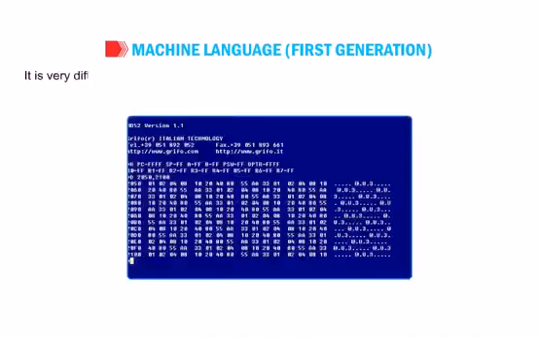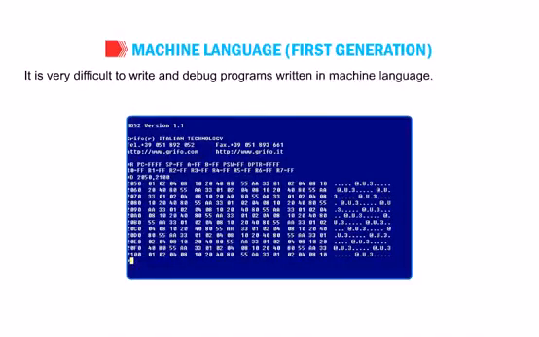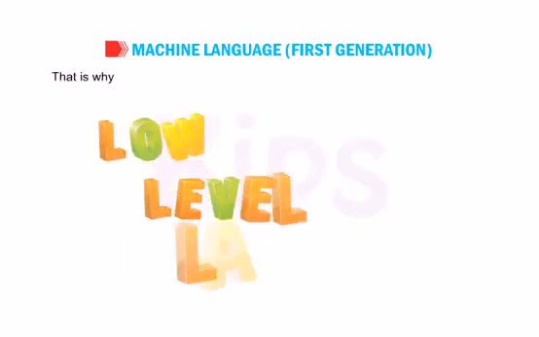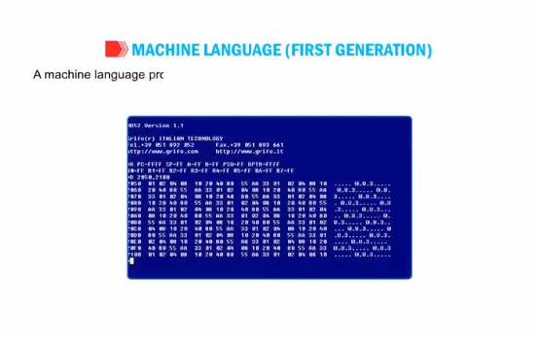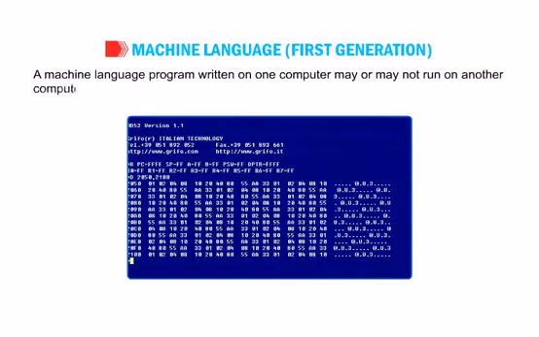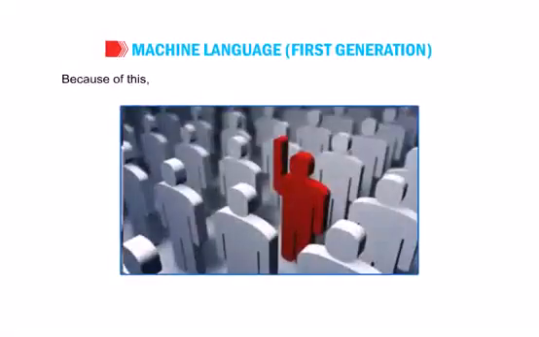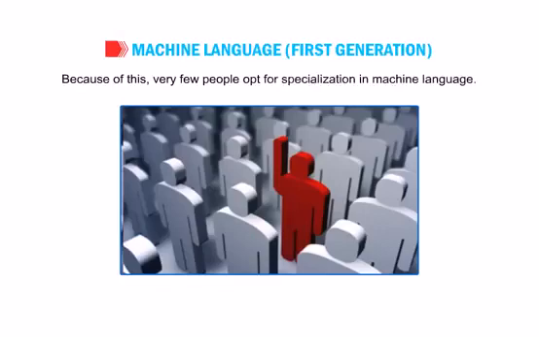It is very difficult to write and debug programs written in machine language. It is extremely machine-dependent. That is why machine language is also regarded as low-level language, that is LLL. A machine language program written on one computer may or may not run on another computer. Because of this, very few people opt for specialization in machine language.